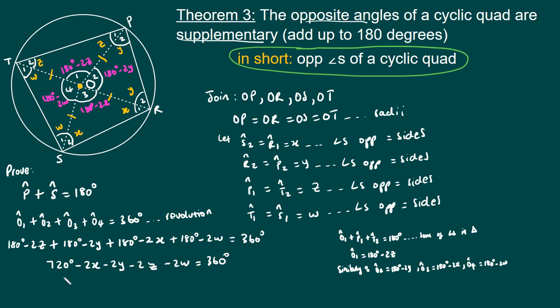So it means you're going to have 720 degrees minus 360 degrees being equal to 2x plus 2y plus 2z plus 2w. That's good. So what is 720 minus 360? It so happens that it's actually 360. Then you have 2x plus 2y, right, plus 2z plus 2w. Beautiful. That is a very, very nice equation there.